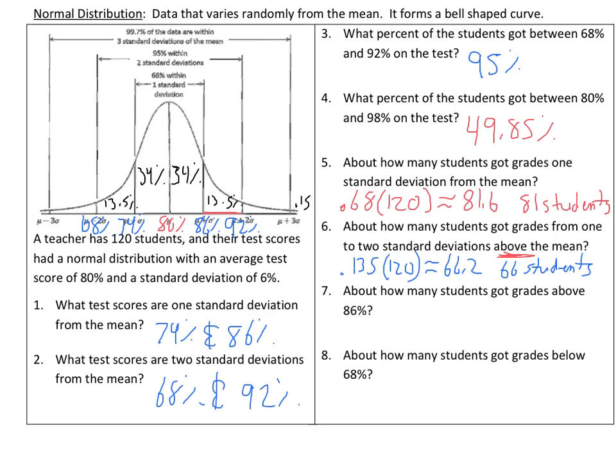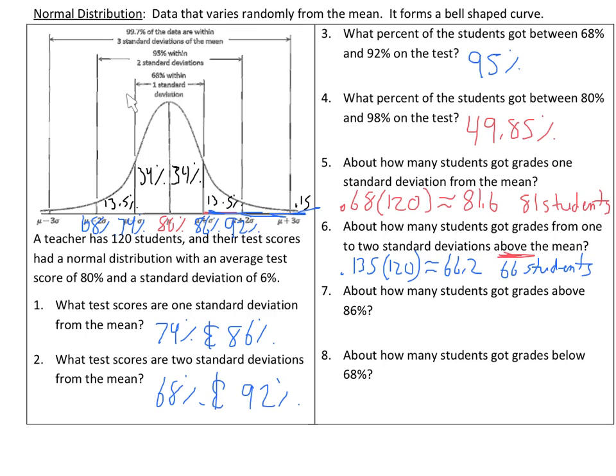So we're taking this information from above and going another step. Now for this question, about how many students got grades above 86%. So 86% is right here. Above 86% would be all of these forever up, everybody from here all the way to here. So we have to look at this percent. It takes a little bit of math because it's kind of tricky, but this is 99.7.